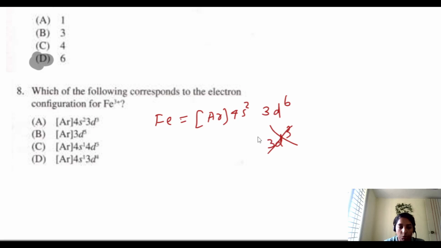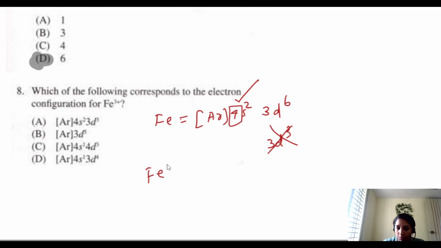No, it's not about 3d. Electrons have to be lost from the valence shell. Valence shell means the highest n value is what we call the valence shell. So electrons first have to be lost from the highest n, which means the valence shell. This is 4s. The 4s electron has to be lost first.